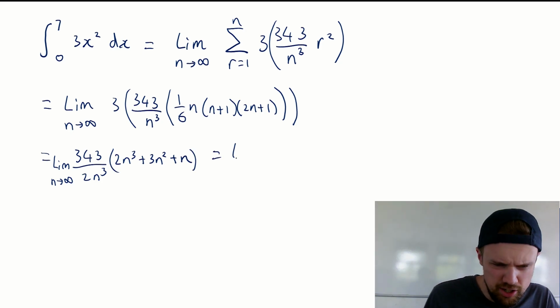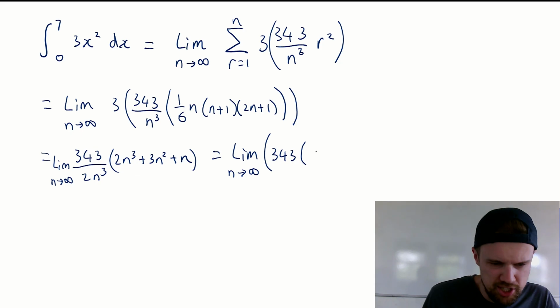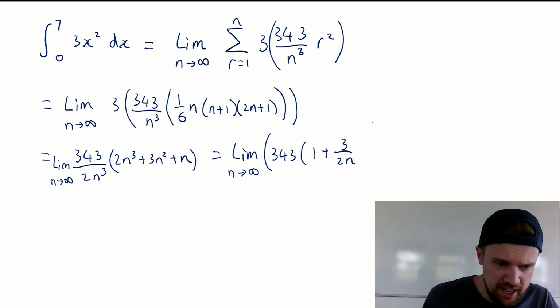And that's quite nice actually, because then it means I'm going to keep the 343 out the front for the moment. You'll see why very soon. But I'm then going to write the polynomial we had, all divided by the 2n cubed. I'm going to simplify it a bit for the individual fractions. So we'd end up with 1 plus 3 over 2n, and then lastly n divided by 2n cubed would be 1 over 2n squared, like so.